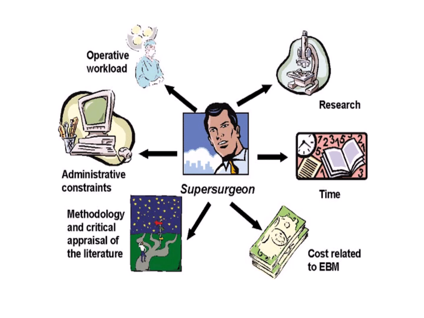So here is an example of a super surgeon, a surgeon who is operating. There is an operative workload, there are administrative constraints and workload. There is a lot of research going on in his department, or he is part of that research. There's a time constraint. There is cost related to EBM.